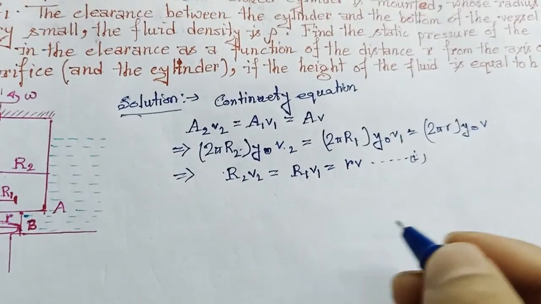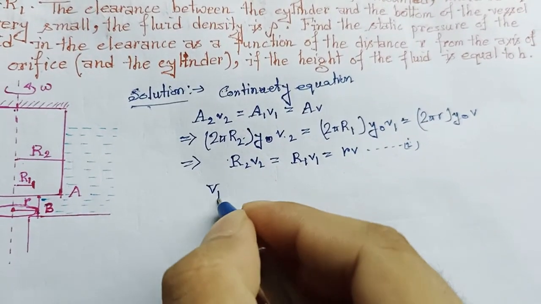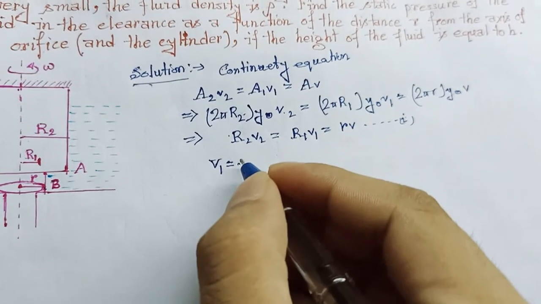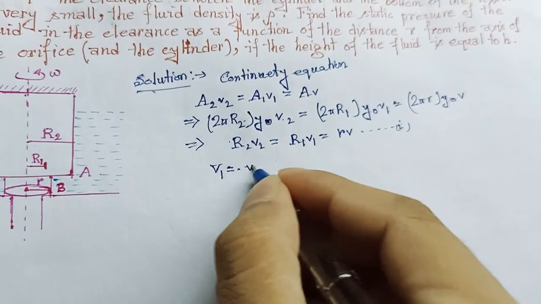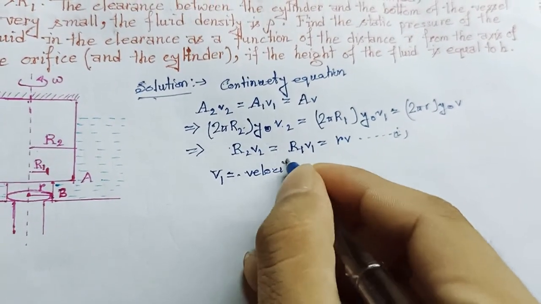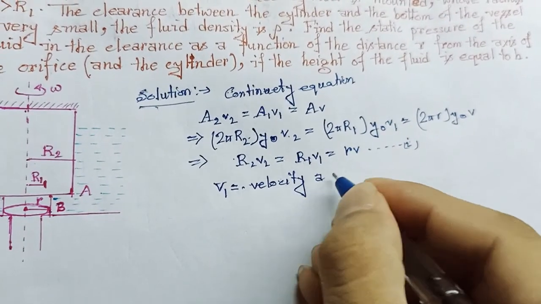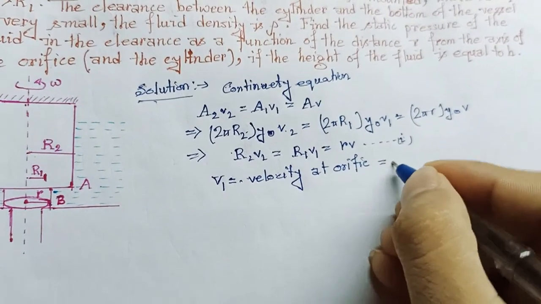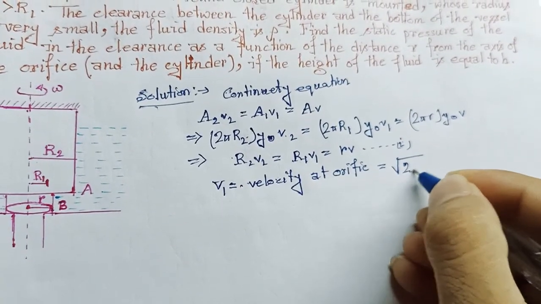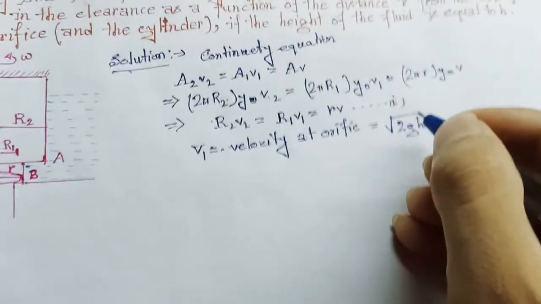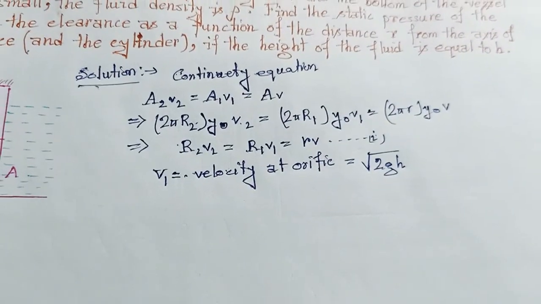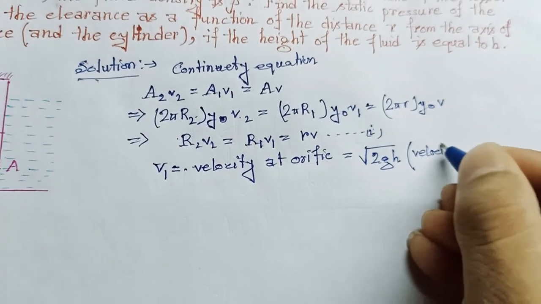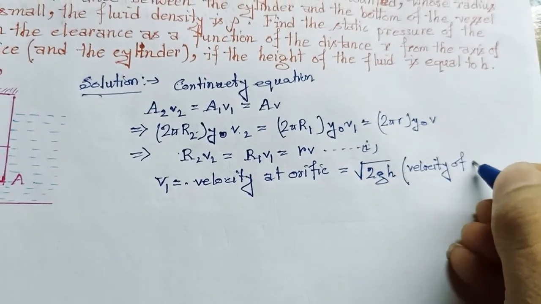where v1 represents the velocity at the orifice, which is equal to under root 2gh from Torricelli's theorem. This is called the velocity of efflux.